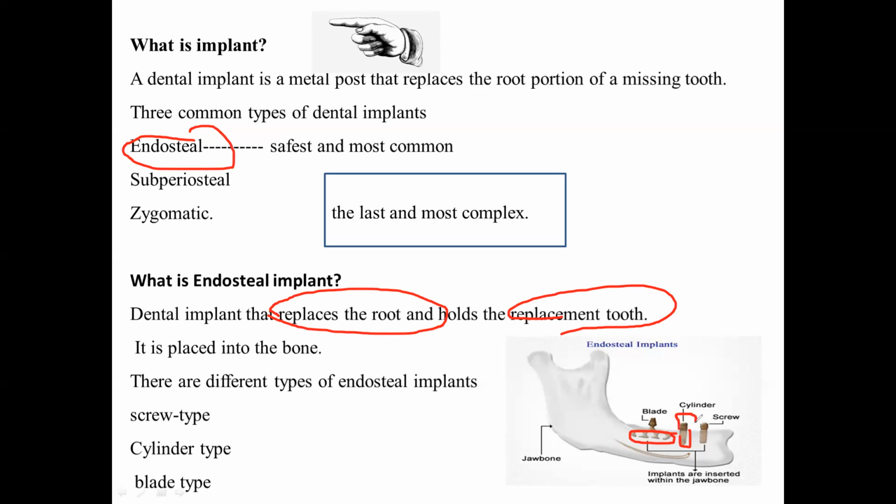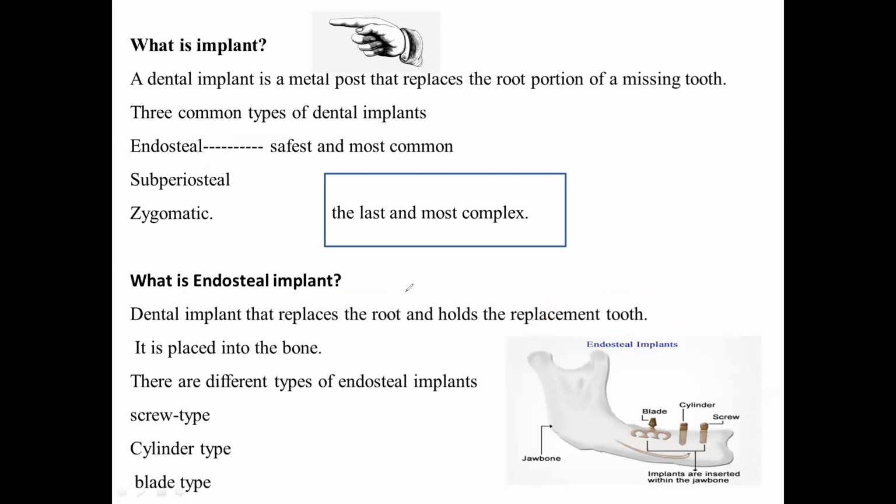give over it. So I said we have to focus on endosteal type of implant because it is most commonly used. So among these, endosteal is most commonly used, and these endosteal implants are of three types. One is screw type implant, the simple implant like a screw. One is a cylinder type of implant, and one is a blade type of implant.